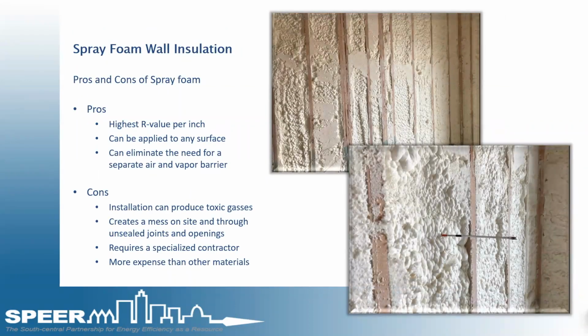Spray foam wall insulation, it's getting more and more common to see spray foam out there. Pros: it's the highest R value per inch. It can be applied to any surface. It can also eliminate any need for a separate air barrier or vapor barrier. The cons: installation can produce toxic gases, not as much in open cell as closed cell, it creates a mess on site, and also leaks through unsealed joints and openings, requires a specialized contractor, and it's more expensive material.